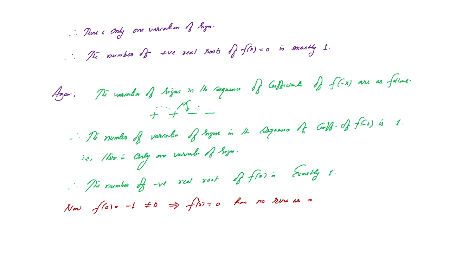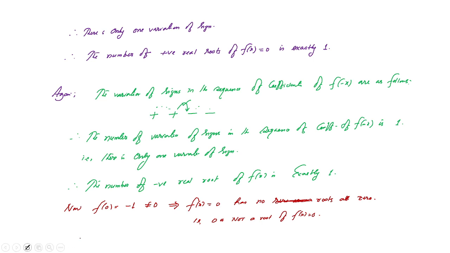You can say that f(x) equals 0 has no zero root. That means 0 is not a root of the equation, that is, 0 is not a root of f(x) equals 0. So here we have seen the number of positive real roots is 1, the number of negative real roots is 1, and there is no zero root. So the number of real roots of the equation is 2.